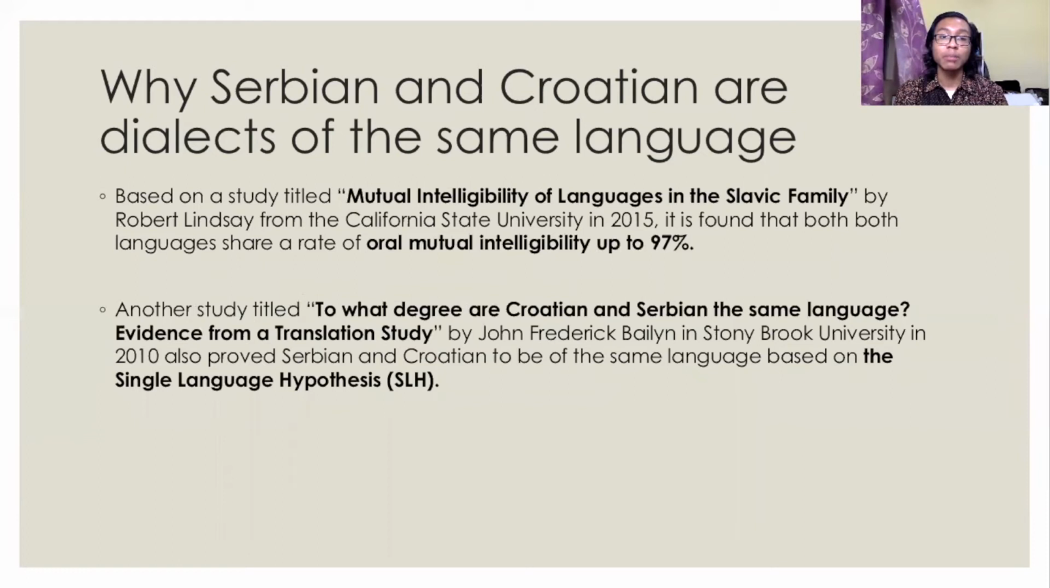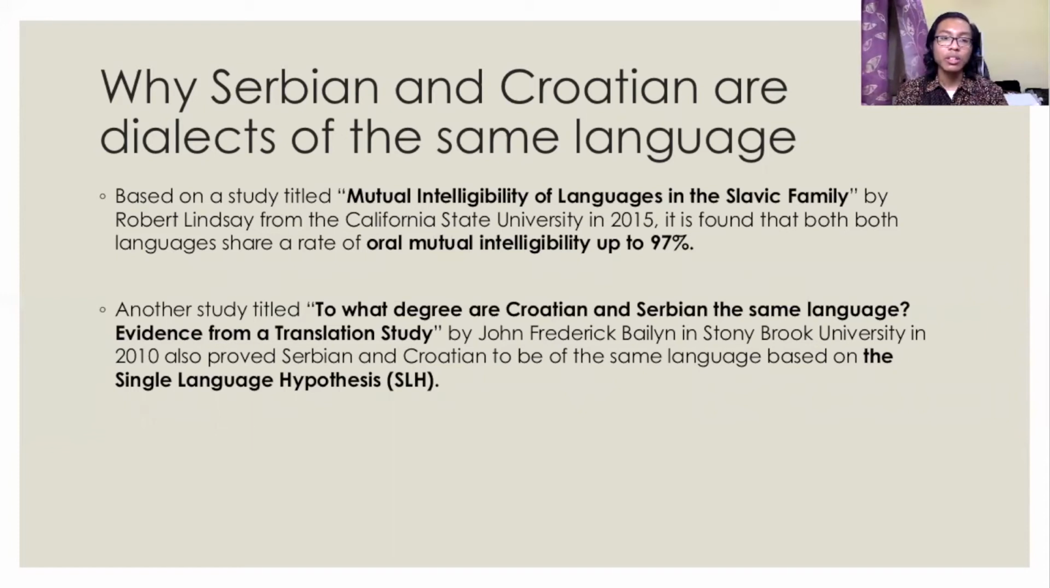A study titled Mutual Intelligibility of Languages in the Slavic Family by Robert Lindsay found that there is a rate of oral mutual intelligibility of Croatian and Serbian up to 97%. In other words, if a Croatian and Serbian speaker come and interact and speak with each other, they have the possibility to understand each other up to 97%.